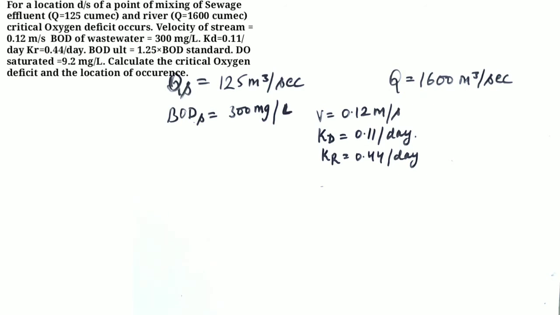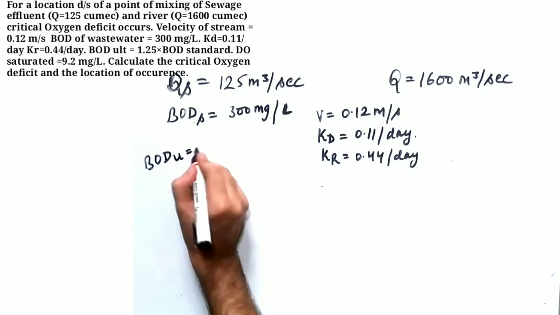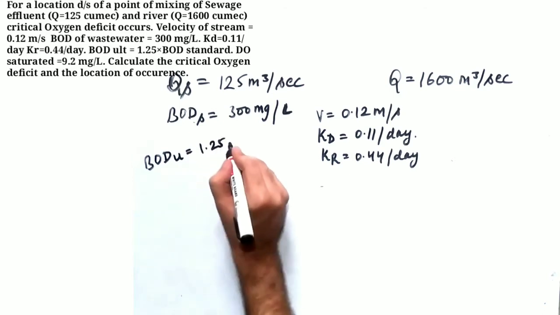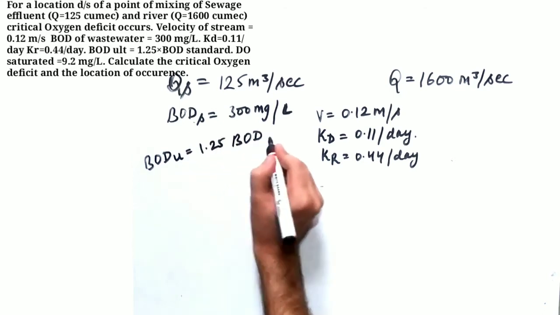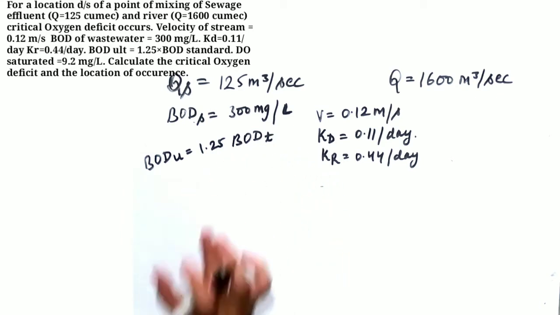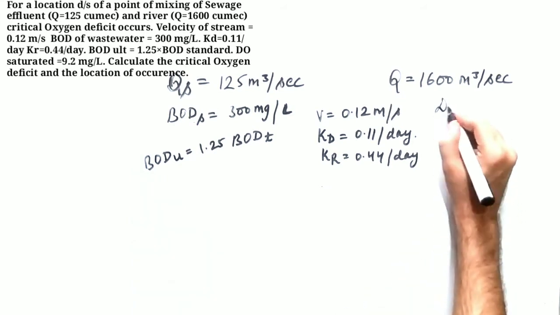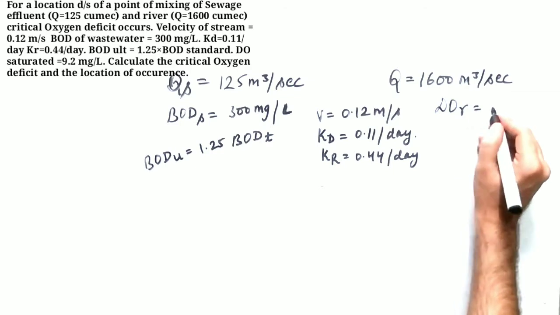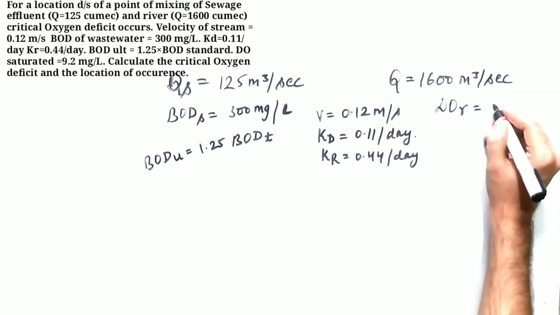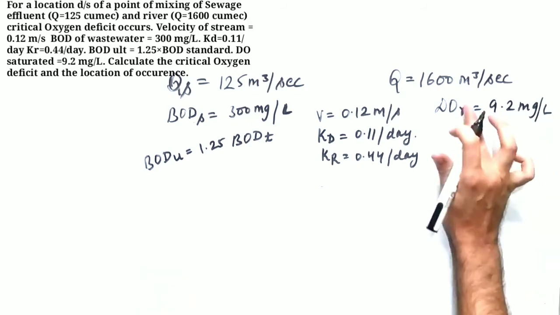One more important thing is given as BOD ultimate. It says that BOD ultimate can be taken as 1.25 times BOD standard. Whatever is the BOD standard, multiplied by 1.25 and you will get the ultimate BOD. This is given in the question. Now the dissolved oxygen of the river is given as 9.2 milligram per liter. We can say this is the saturated value.